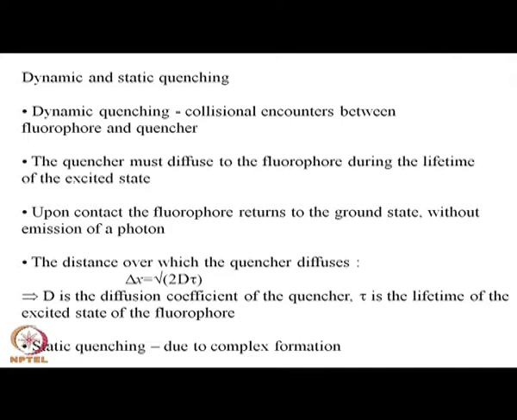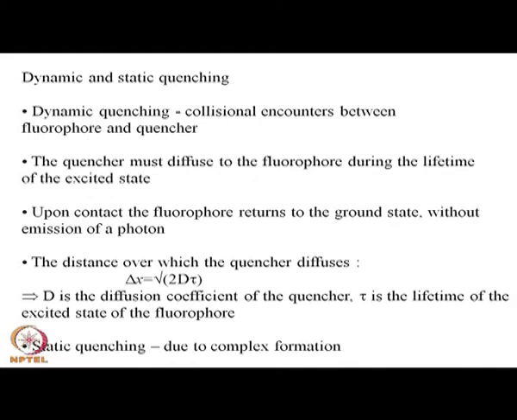Upon contact, the fluorophore returns to the ground state without emission of a photon. If the contact were not there, it would have emitted a photon, but since there is this collision, it just goes down to the ground state. The distance over which the quencher diffuses is delta x, which is equal to the square root of twice D tau, where D is the diffusion coefficient of the quencher and tau is the lifetime of the excited state of the fluorophore. That means those quenchers which are on average within this distance will suffer collision. If this is the lifetime tau, then that much distance a quencher will diffuse within the lifetime.